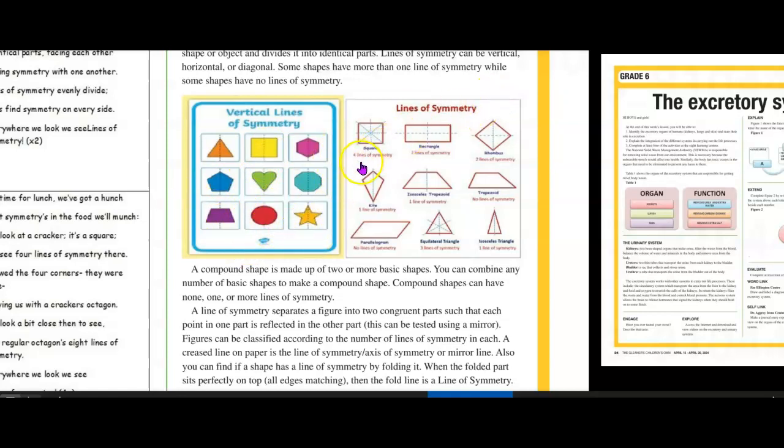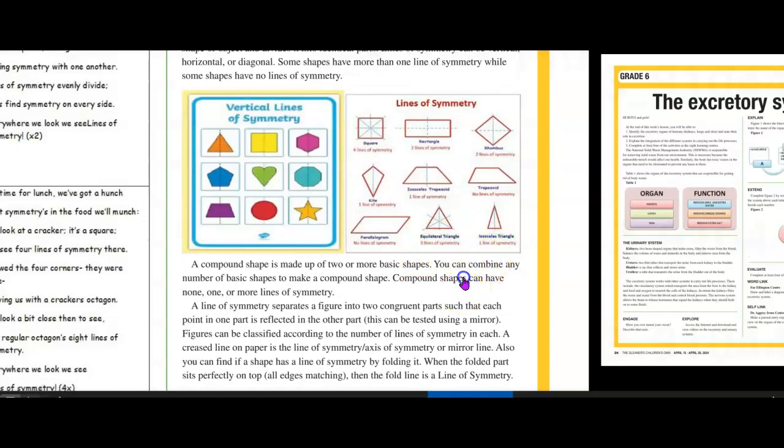Lines of symmetry. A square has 4 lines, a rectangle 2, the rhombus 2, this kite has 1, and this isosceles trapezoid has 1. This trapezoid here has no lines of symmetry. A parallelogram, no lines of symmetry. This equilateral triangle has 3 lines, and this isosceles triangle has 1.